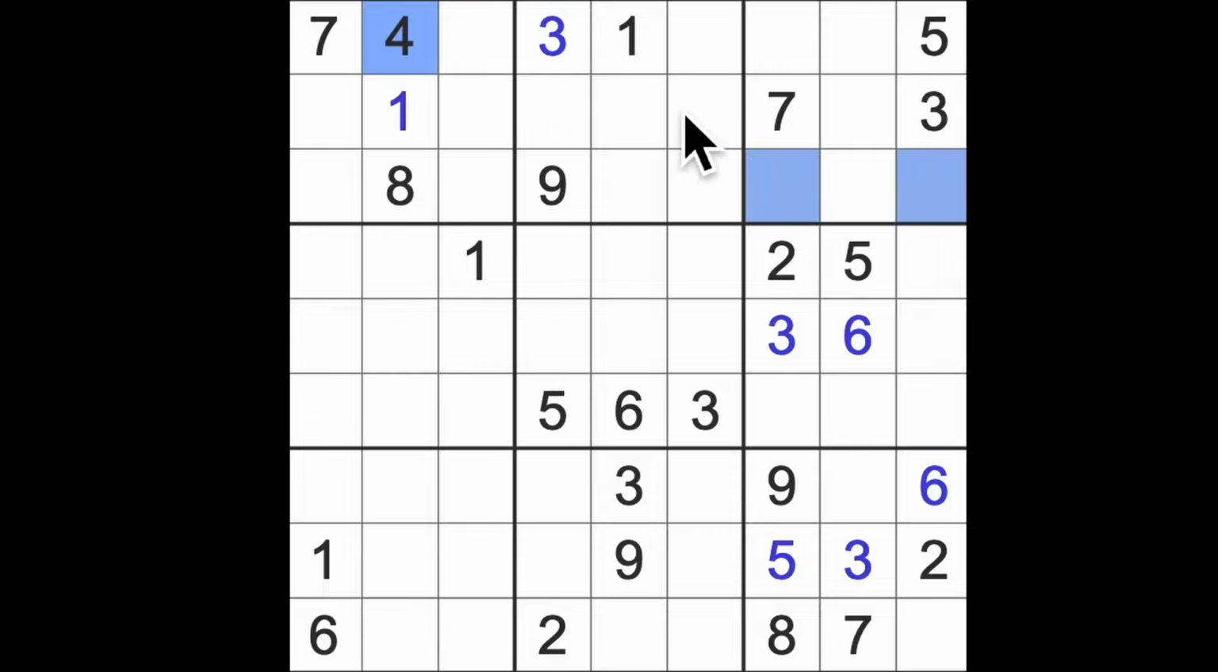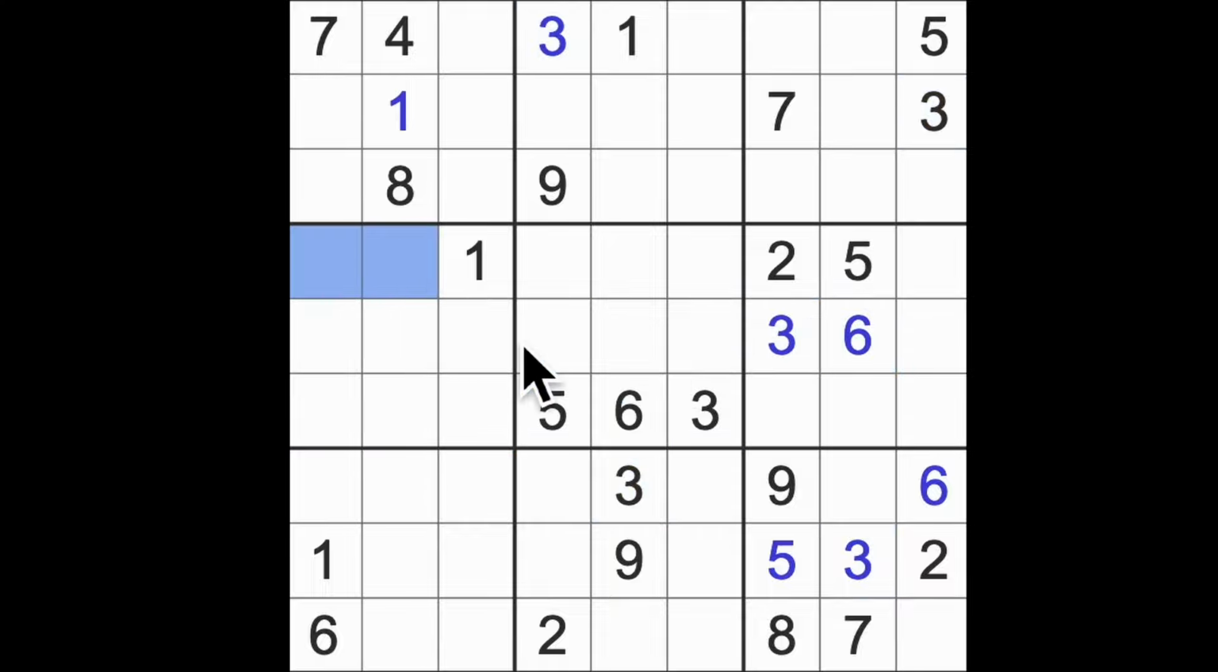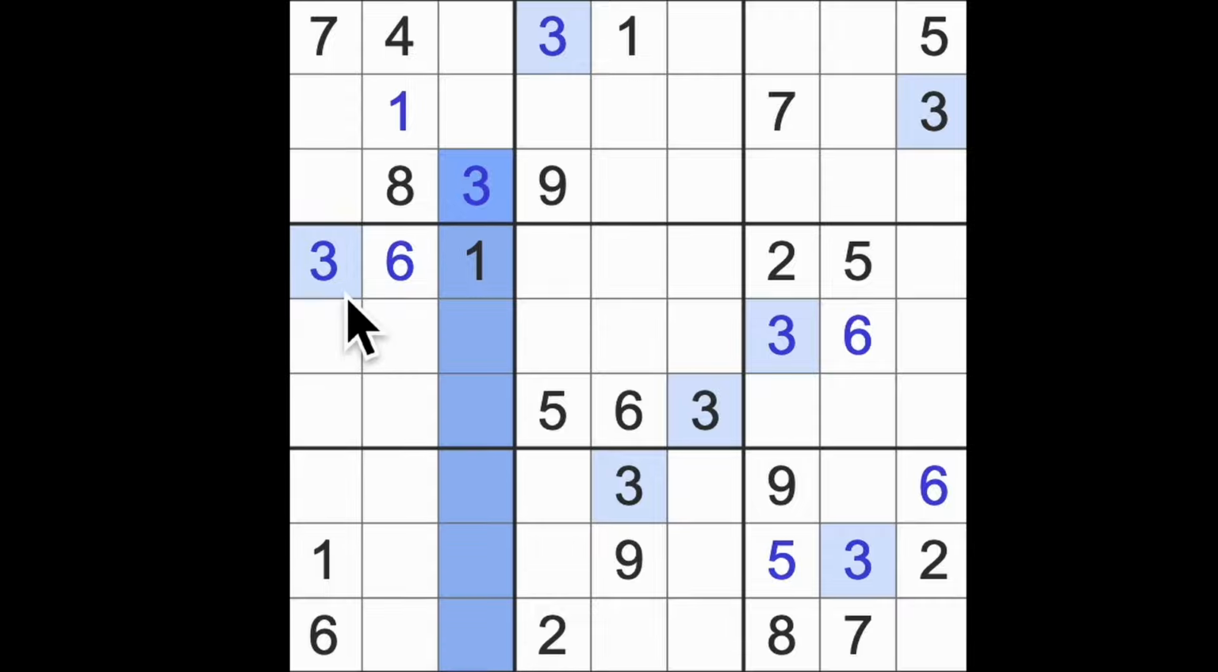Let's see. Anything else going on? I'm all over the shop here, but I just keep spotting pairs. 3 and 6 over here now. That's a pair of 3 and 6 over here. And we've got the 6 blocking up there. So there's the 6. And there's the 3. 3 up here and across those squares. So that's 3. 3 down and 3 across these two rows will give me a 3 there. And that's the last 3.